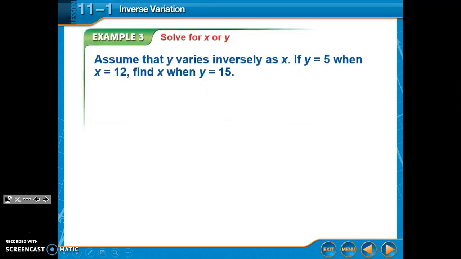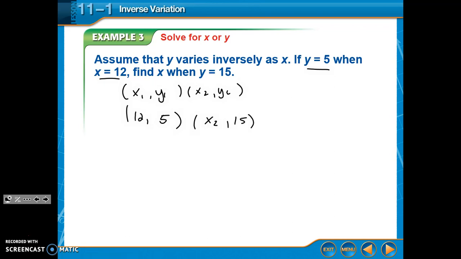Okay, so let's do a practice problem with this so you can see what it looks like. So it says, assume that y varies inversely as x. If y equals 5 when x equals 12, find x when y equals 15. So we want to look at this and we want to come up with our 2 points, x1, y1, and x2, y2. Okay, so now the first two that are listed are x1 and y1. So y1 is going to be 5 and x1 is going to be 12. So we have the point 12, 5. That means our second point, we don't know what x2 is yet, but we know our y is 15. And we want to be able to solve for x2.